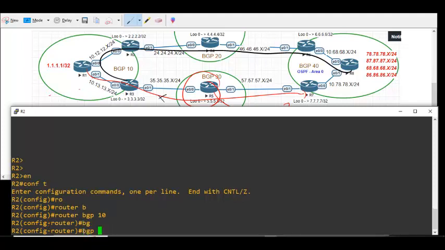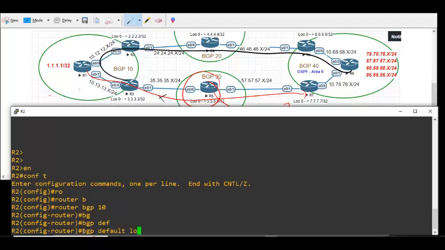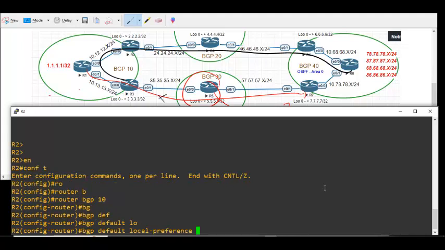For the weight, I was using the keyword weight, neighbor address, and then weight. But for this, I have to type bgp default local-preference. And the default is 100. I'm going to say 150. See, earlier when you checked in R1, you saw the default is 100, isn't it? Now I have changed this to 150, so that this will be best. Let's check that.